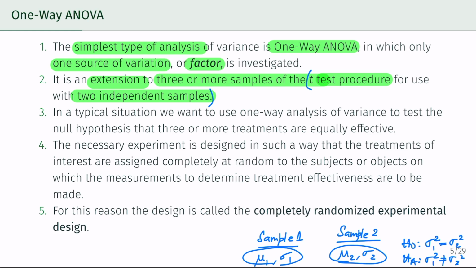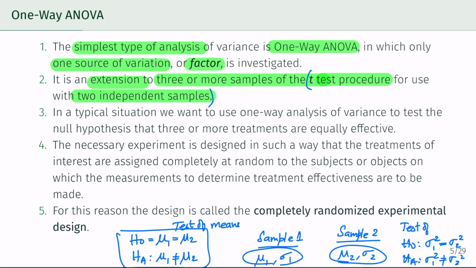If we were testing means, H0 was mu1 equal to mu2 and HA was that mu1 is not equal to mu2. So this was the test of means, and the other was the test of variance. We already discussed these 2 types before. What if we have more than 2 samples? How would you do that then? That is where one-way ANOVA comes in.